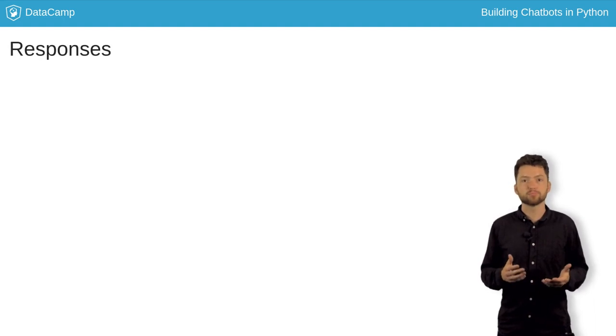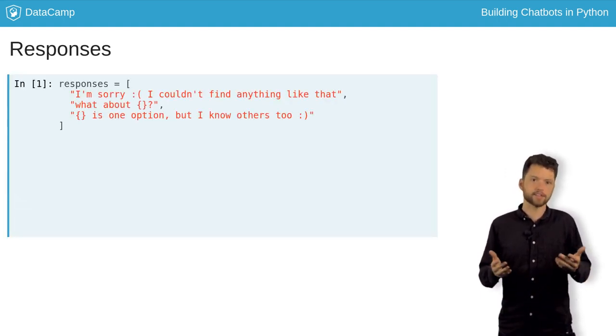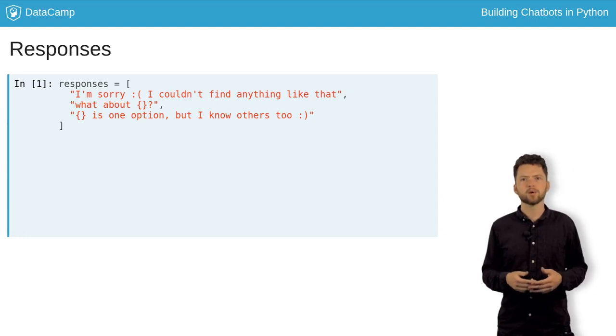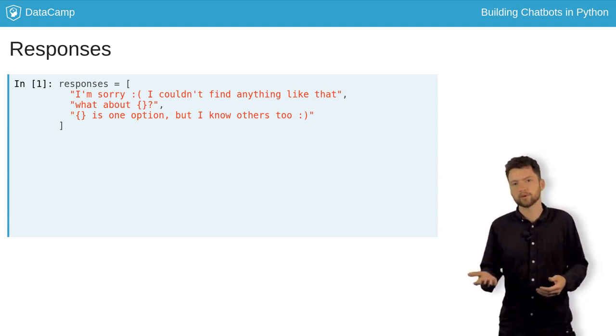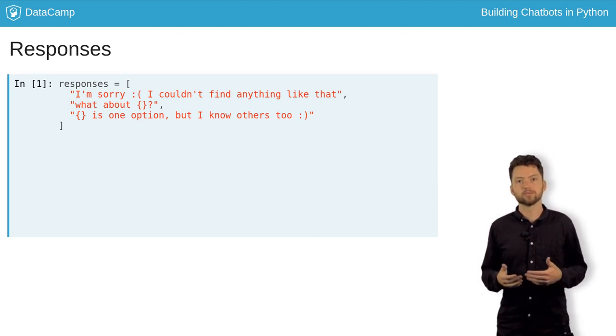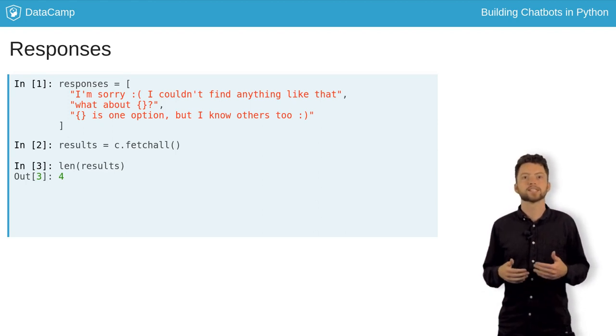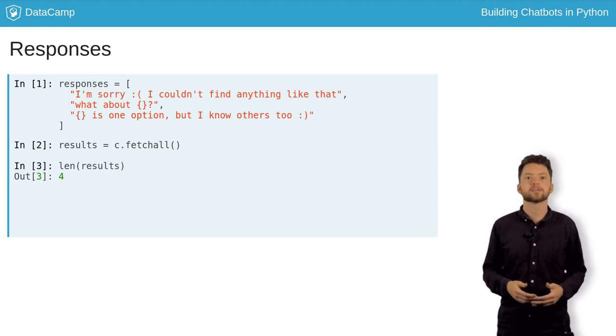Now, we want to give appropriate responses depending on what we found in the database. If nothing was found, we might say something like, I'm sorry, I couldn't find anything like that. But if we found more results than we would like to show, we should also indicate that to the user. We could say something like, this is one option, but I know of others too. To map these responses to the number of results, we can put them in a list and use the number of results as the index to choose a response.